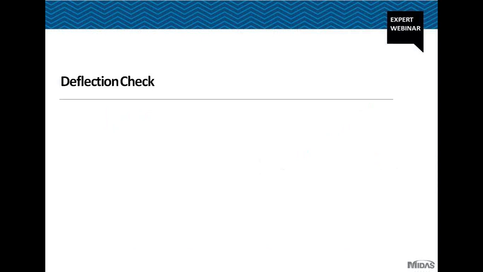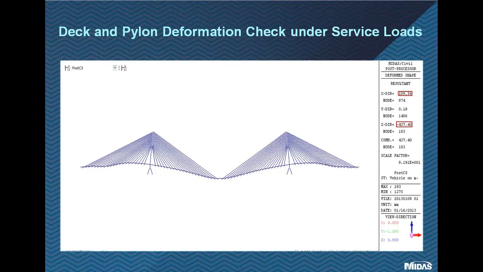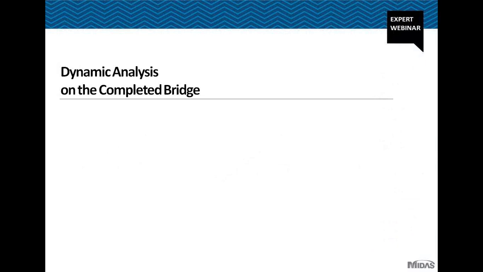Now we will check the bridge deflection. The Midas output shows this figure as the deflection under service loads combination that should not exceed the deflection limit defined by the code. Here it shows the maximum deflection of 437 millimeters that is still under the allowable deflection of 502 millimeters. Now we have to check the dynamic behavior of the completed bridge and in the construction stage.